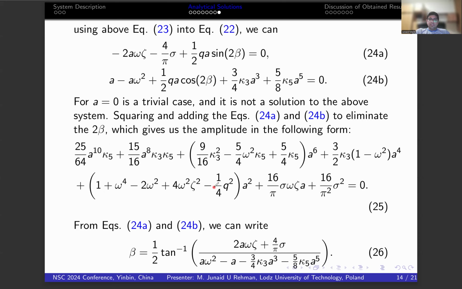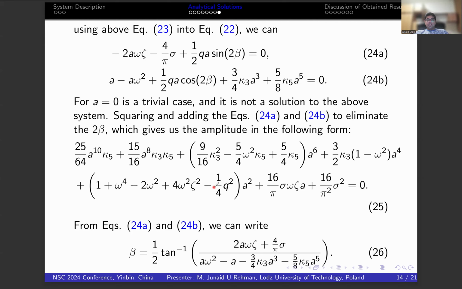A equal to 0 is a trivial case, and it is not a solution to the above system. So squaring and adding equations 24A and B to eliminate the 2 beta, which gives us amplitude in the following form in 25. So again, we have a 10th degree polynomial. And then we have calculated beta in equation 26.